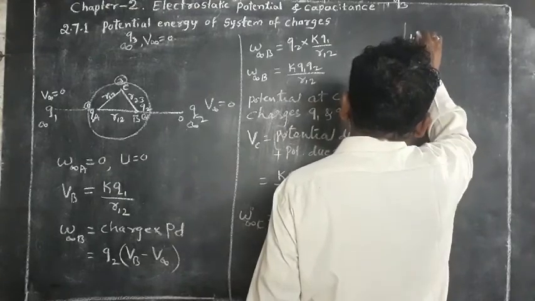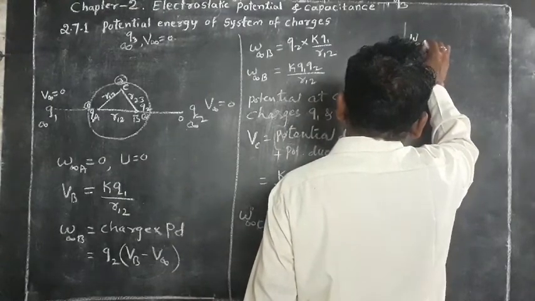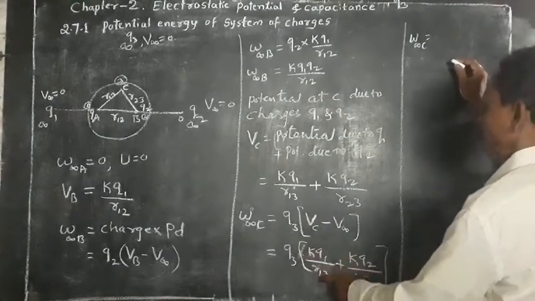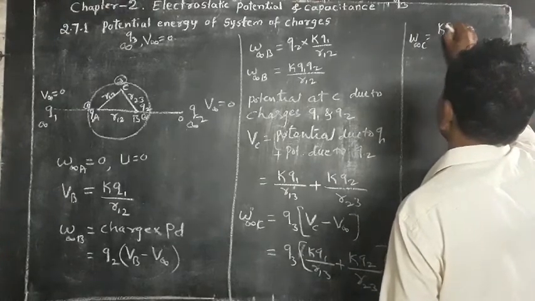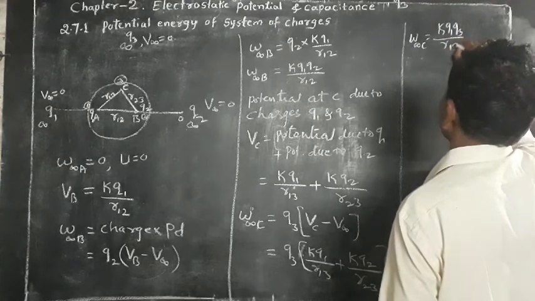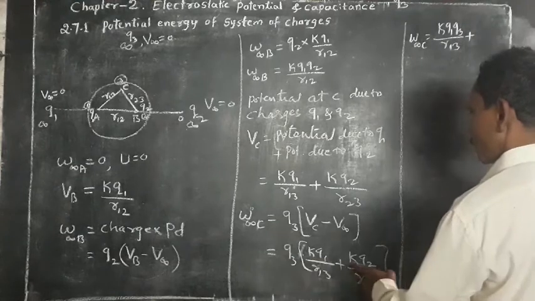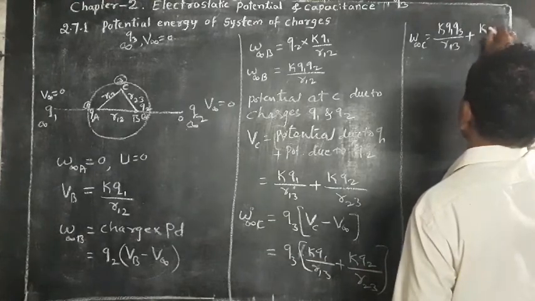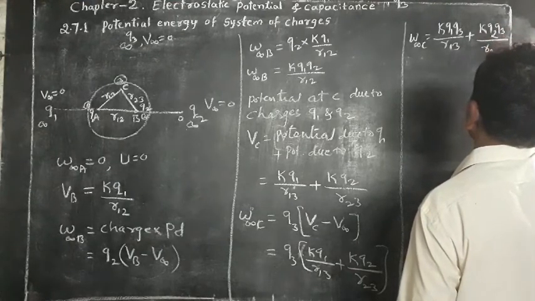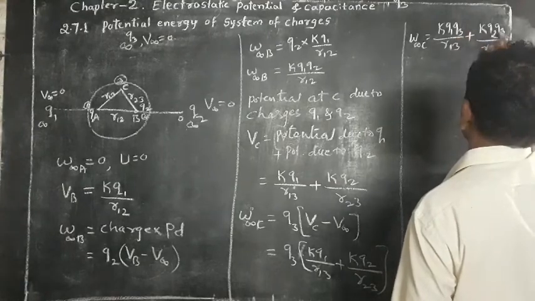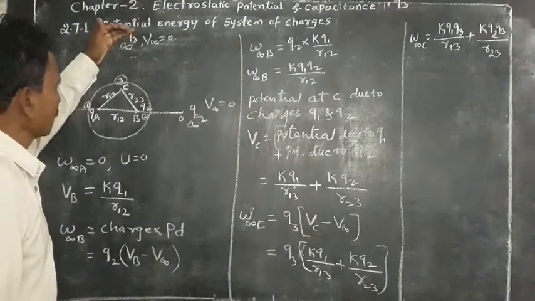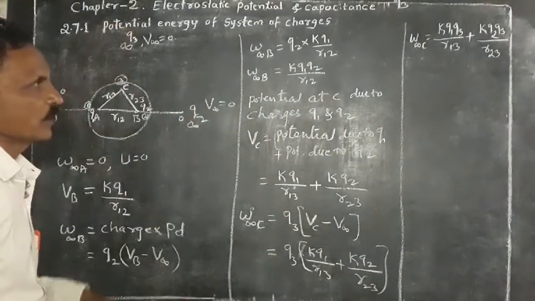Again, work done in moving a charge from infinity to C is equal to KQ1Q3 upon R13 plus Q3 into KQ2, which can be written as KQ2Q3 upon R23. This is the work done in moving a charge Q3 from infinity to point C.